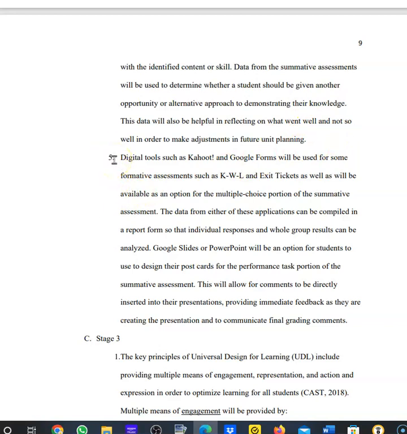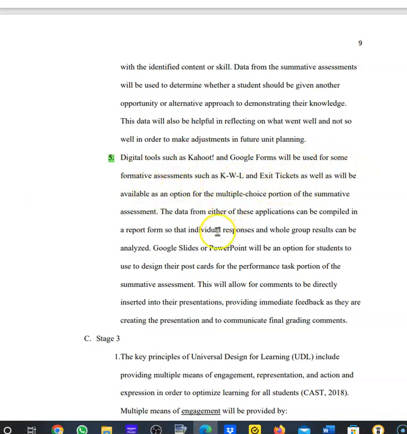Now, stage 2 has a number 5. Don't miss this. There are 5 different sections in stage 2. This is where you talk about technology. This is the technology you will use to administer assessments or collect data. So you're only going to talk about what you're going to use. Now, if you've never used technology to gather data, this is your time to branch out because it has to be in this section. So she says digital tools such as Kahoot and Google Forms will be used for some formative assessments, and then she names them.